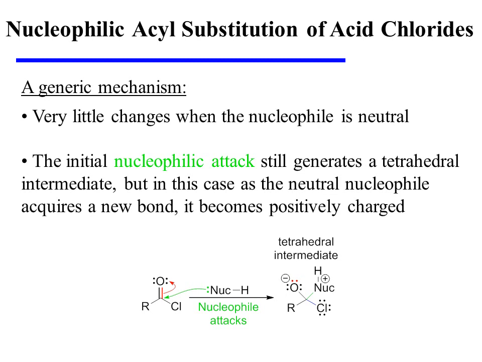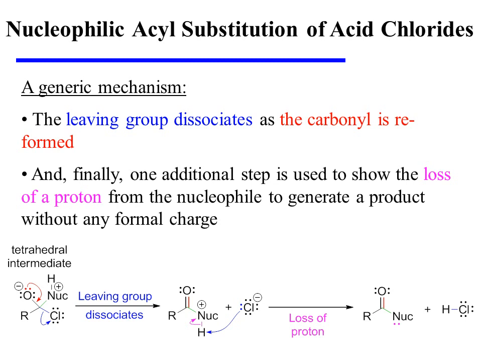Very little changes when the nucleophile is neutral. The initial nucleophilic attack still generates a tetrahedral intermediate. However, in this case, as the neutral nucleophile acquires a new bond, it also becomes positively charged. The leaving group dissociates as the carbonyl is reformed during the next step of the mechanism. And finally, one additional mechanistic step is required to show the loss of a proton from the nucleophilic component to generate a product without any formal charge.